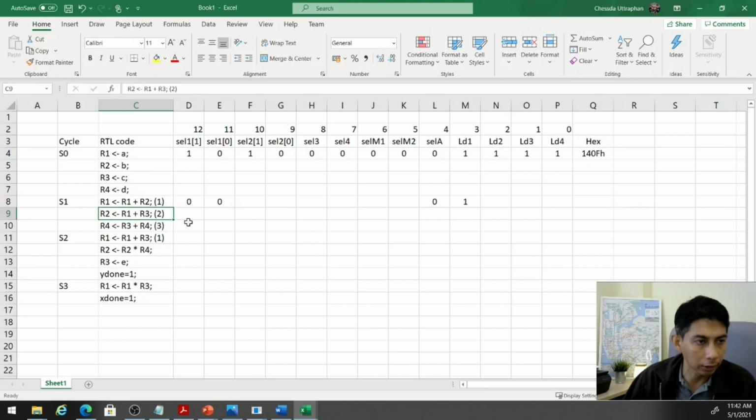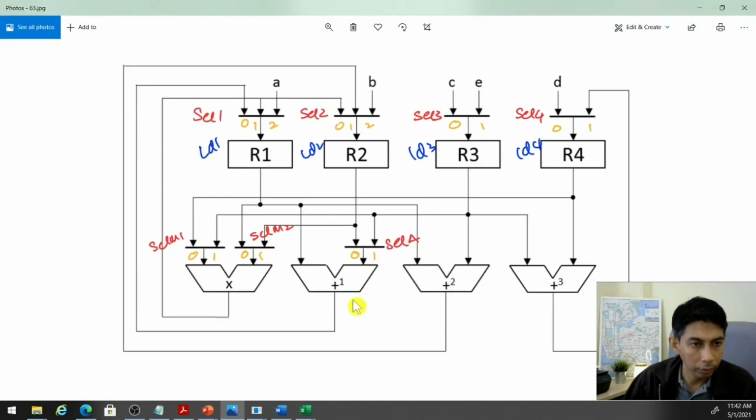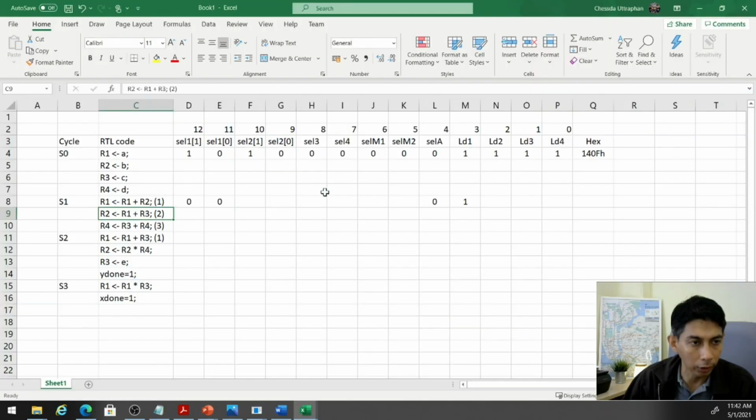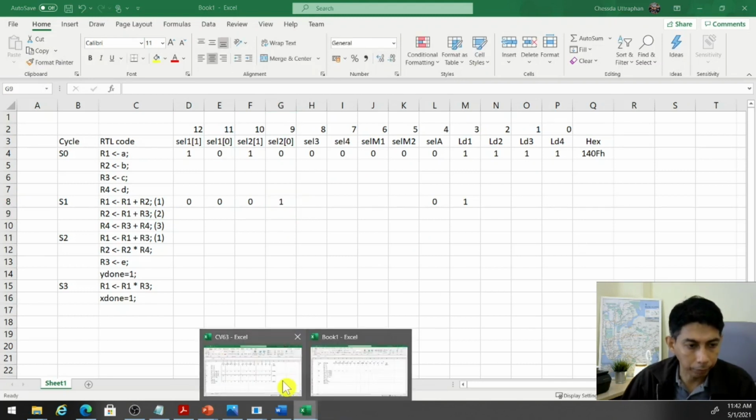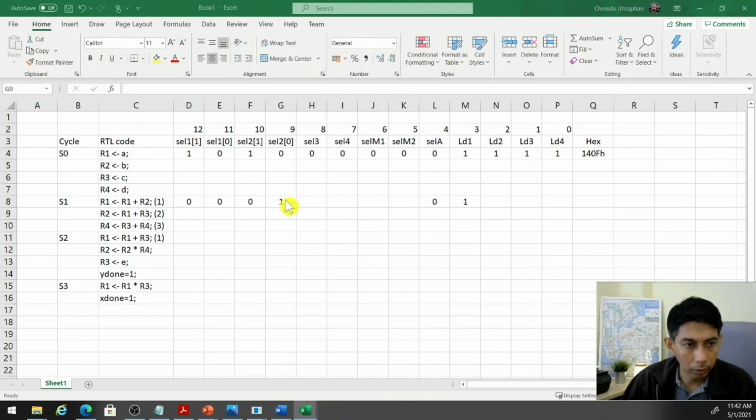For the second operation, R2 from adder number 2 to R2, so it should be this line. So SEL2 must be number 1. Number 1 is 0, 1 for 2 bit, 0, 1.